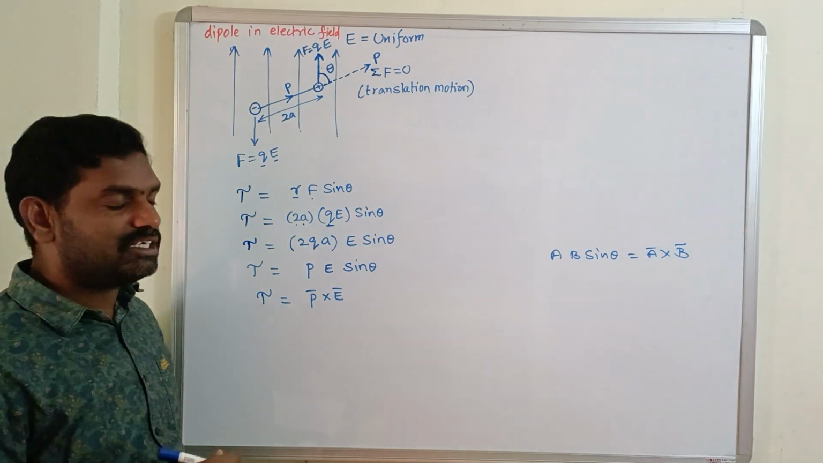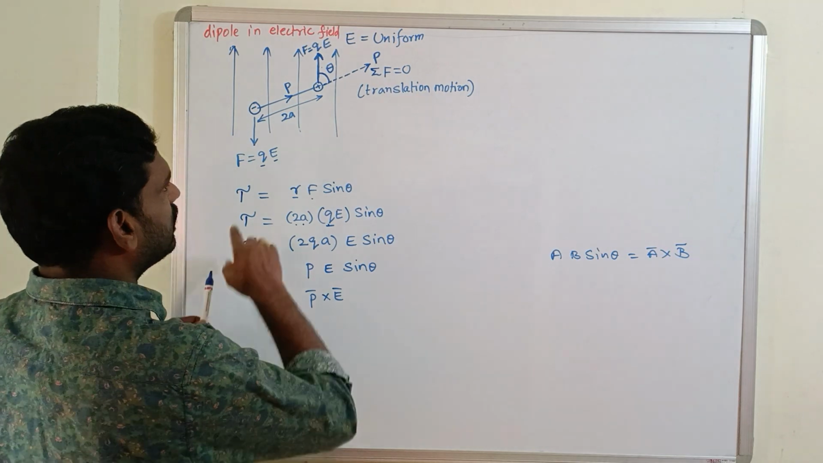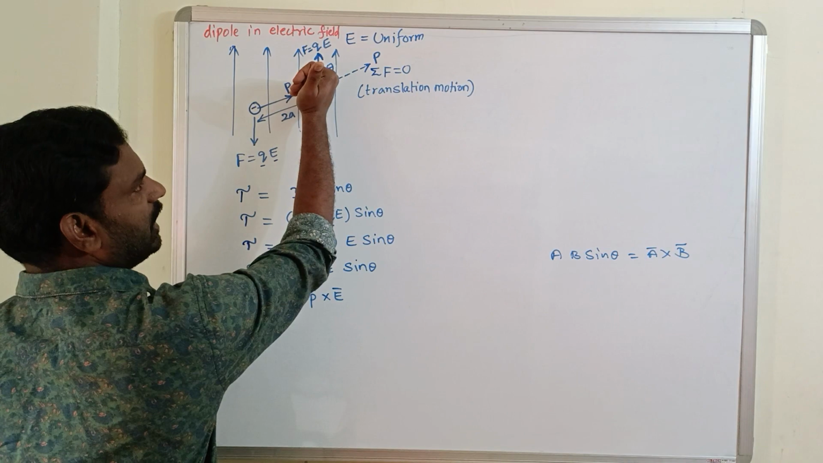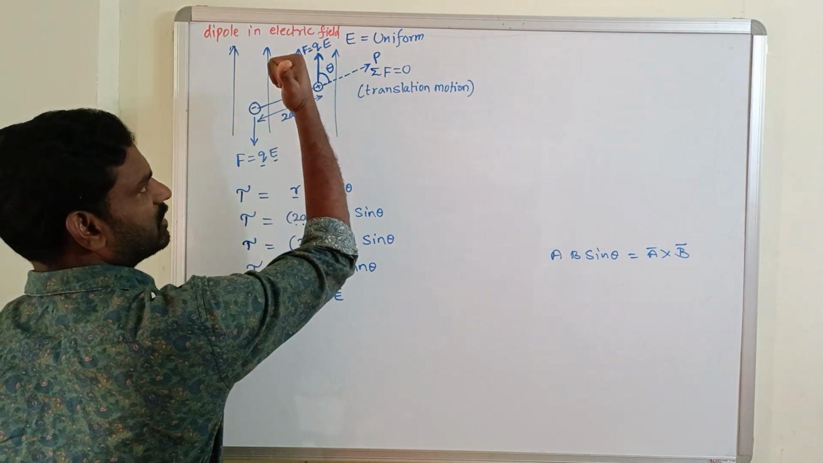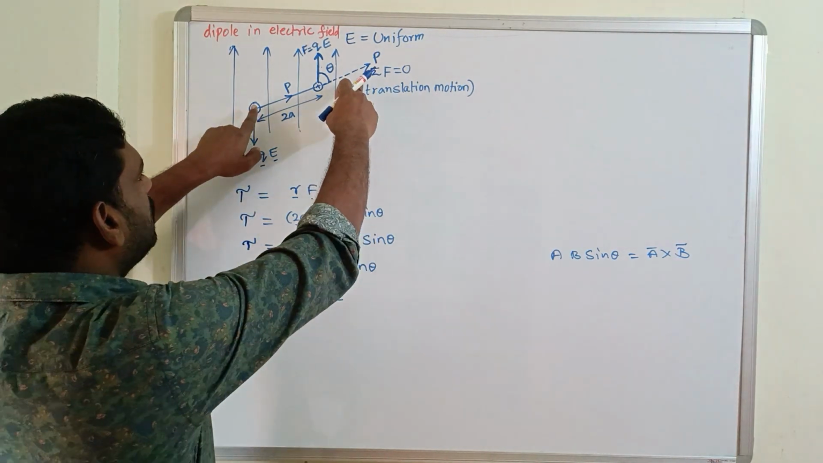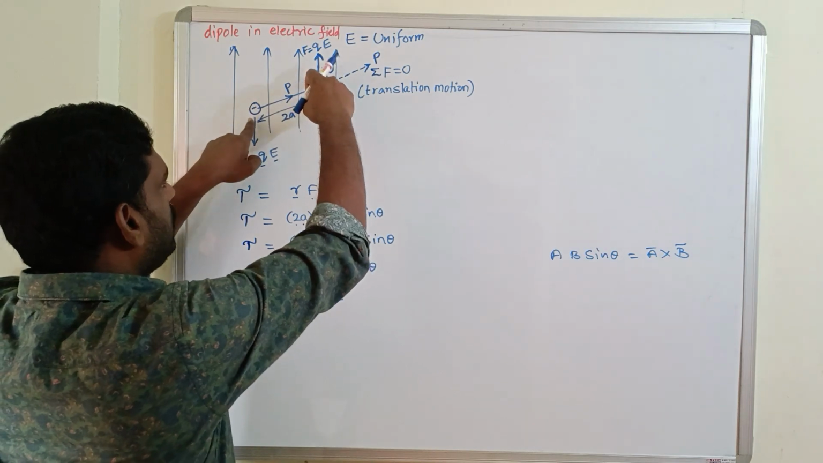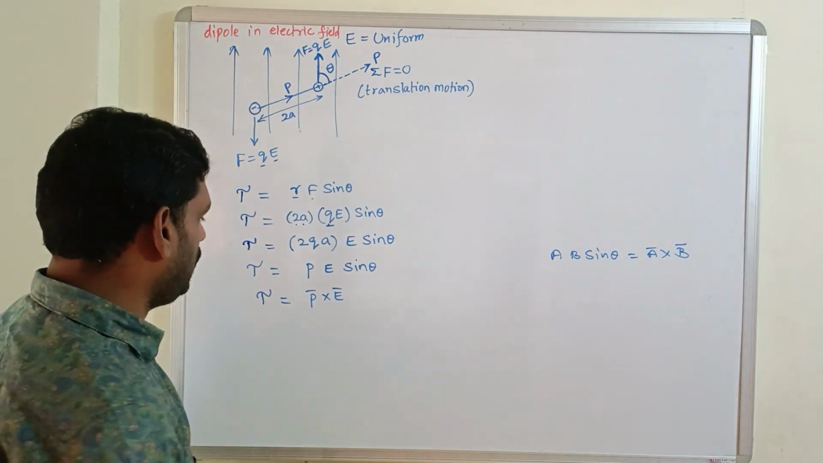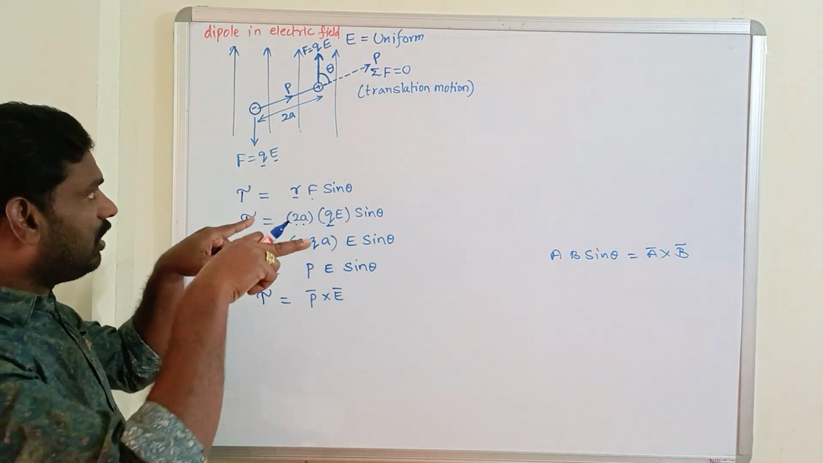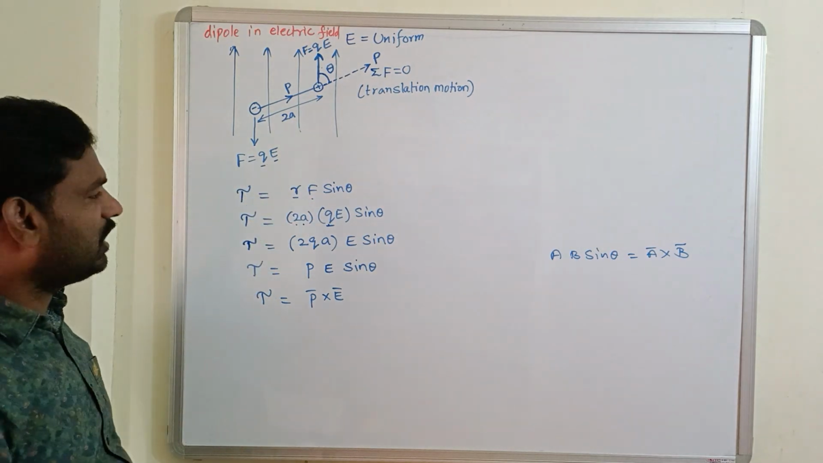And what is the direction of torque? It is perpendicular to the plane containing both P and E. And that will tell you: keep your fingers in the direction of P, curl your fingers towards the electric field, so that the thumb indicates the direction of torque. Because of torque, the dipole will try to align in the direction of electric field, because torque is nothing but a turning effect.